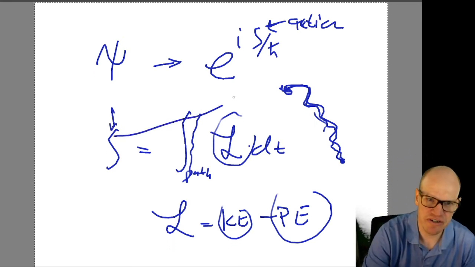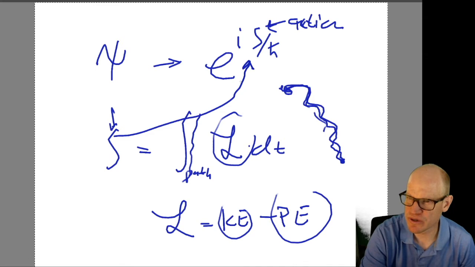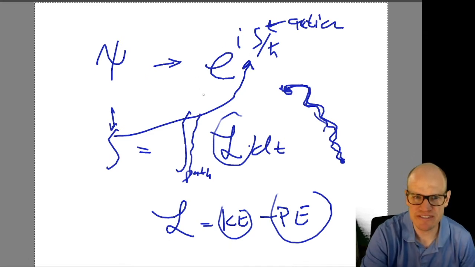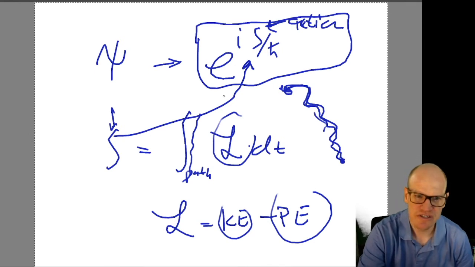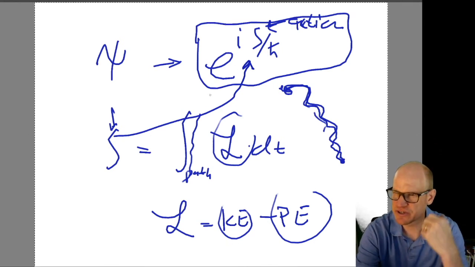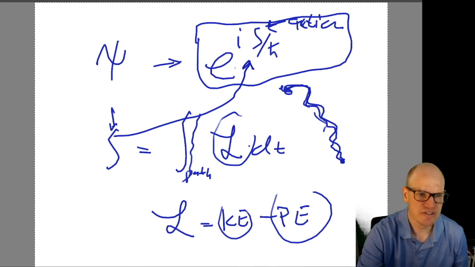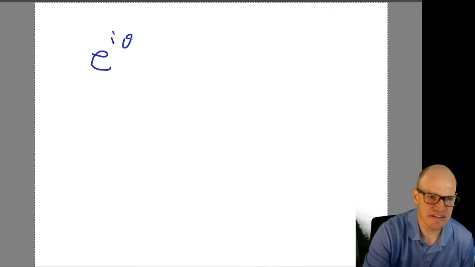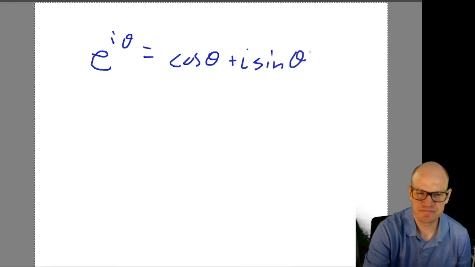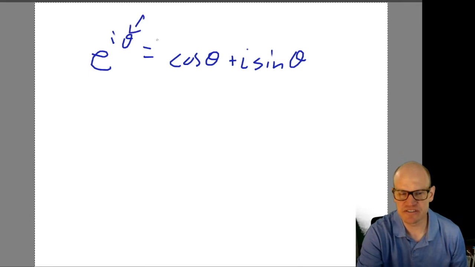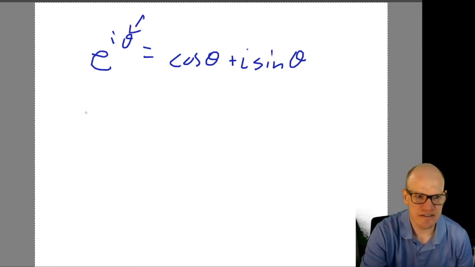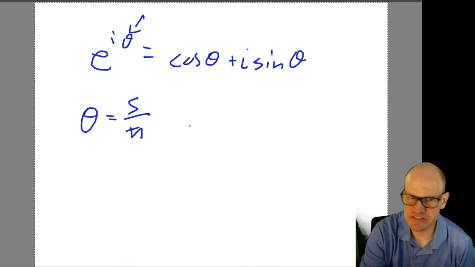That value is going to come up here, and it's going to tell you the phase of your quantum wave function. An important thing to remember is that an expression that looks like this, the exponentiation of a complex number, you take a complex number and exponentiate it, that is going to give you e to the i theta equal to cosine theta plus i sine theta. Okay, so now you have the complex phase, the phase of this wave function, this theta. Theta is going to be equal to the action divided by h bar, by Planck's constant.